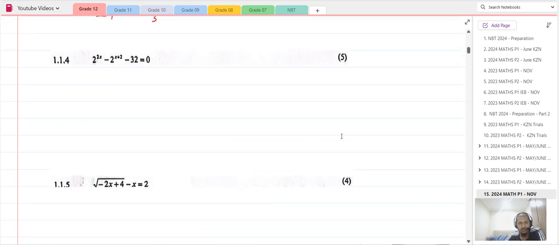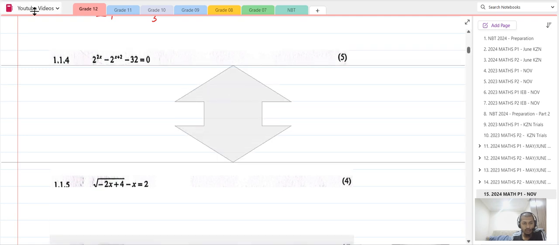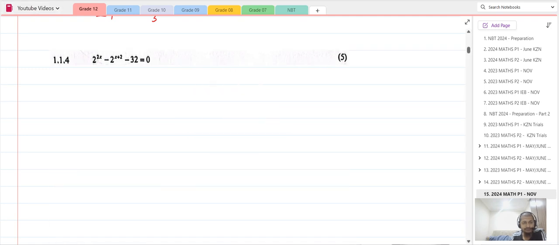Moving on to the next question, which is exponential equations. We can see it's a special form of an exponential equation, which is in the form of a quadratic. So we will decompose first. It says 2 to the power x times 2 to the power x minus 2 to the power x times 2 squared minus 32 is equal to 0. You can say let 2 to the power x be equal to k. You can use a k substitution.